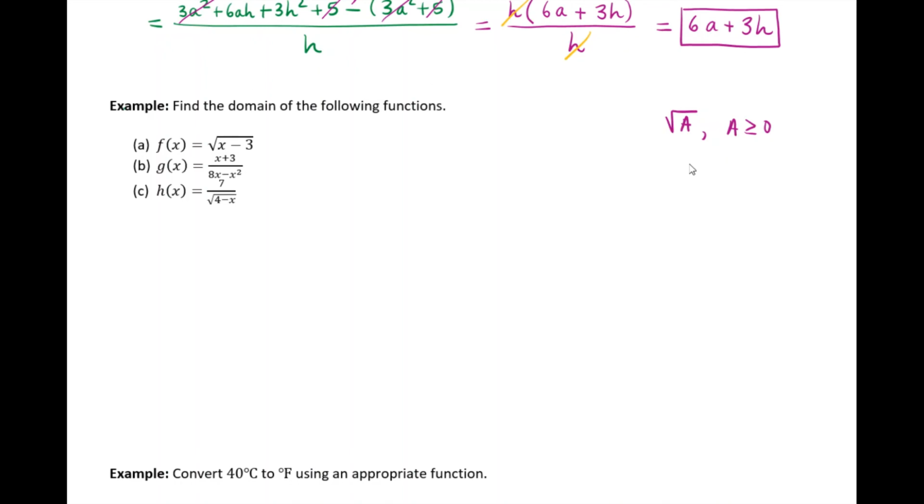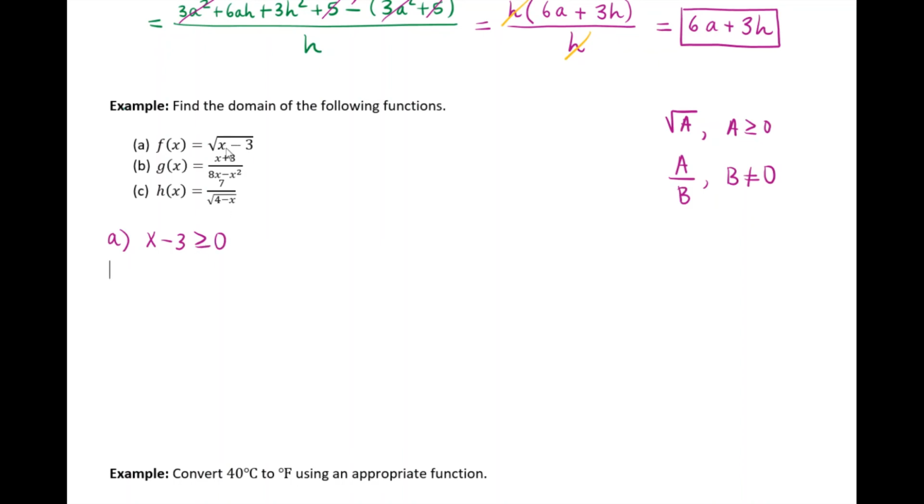So if you have a fraction a over b, then the denominator should be different than 0. So these are all important. For example, when you write a function with a radical like part a, you have to make sure that the expression under the radical, x minus 3, should be greater than or equal to 0. That puts a restriction on your domain, so you cannot put any number in here.